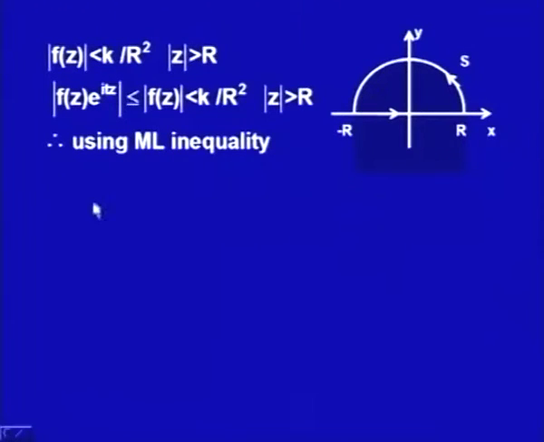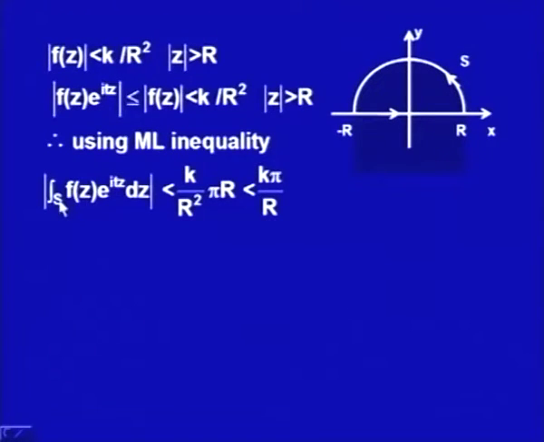So, using the ML inequality on this integral of f z e to the power i t z on this semicircle, that is on this path, since the integrand is bounded by this value k upon r square, this would be less than or equal to k upon r square into the length of the contour S.